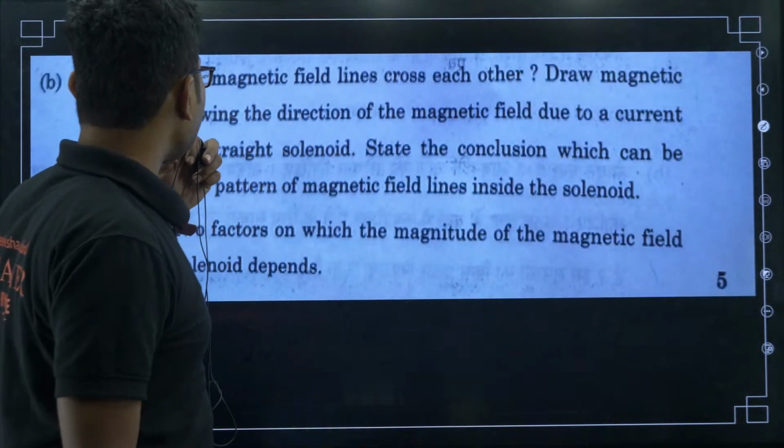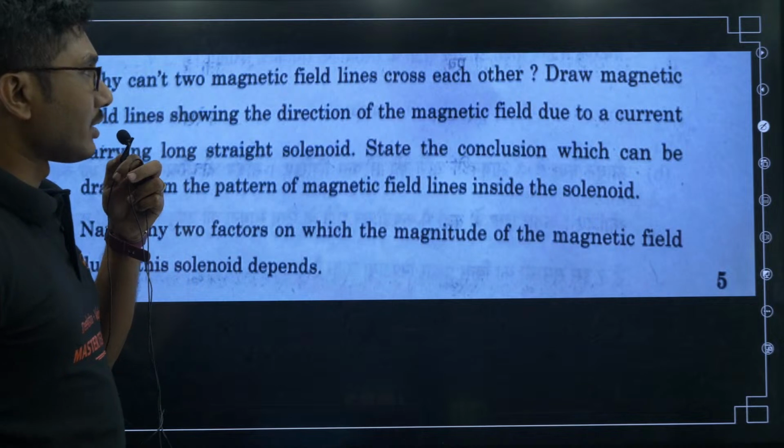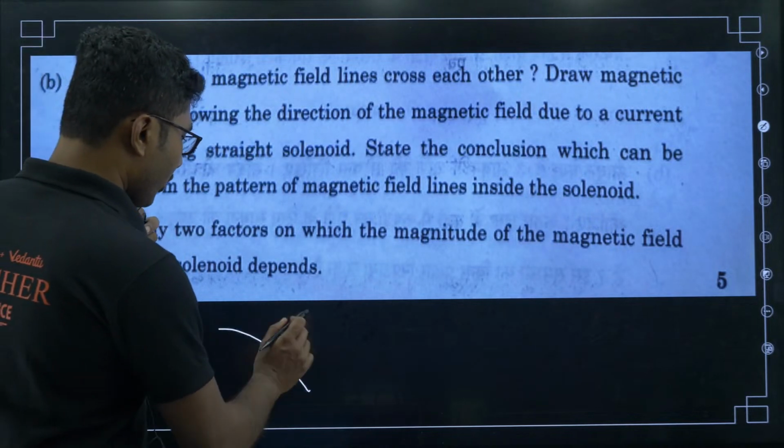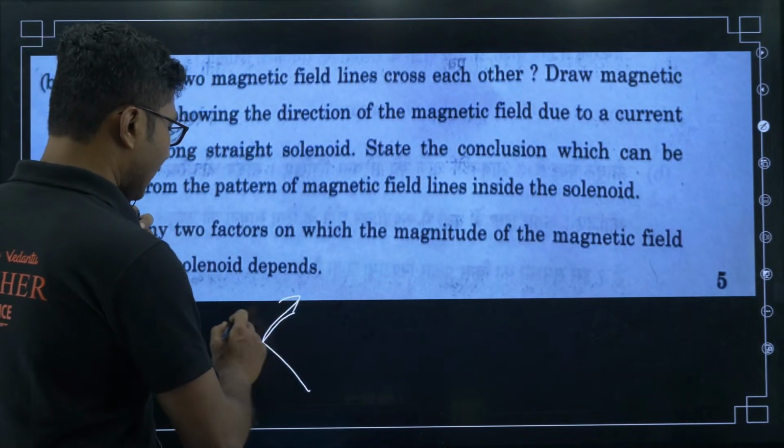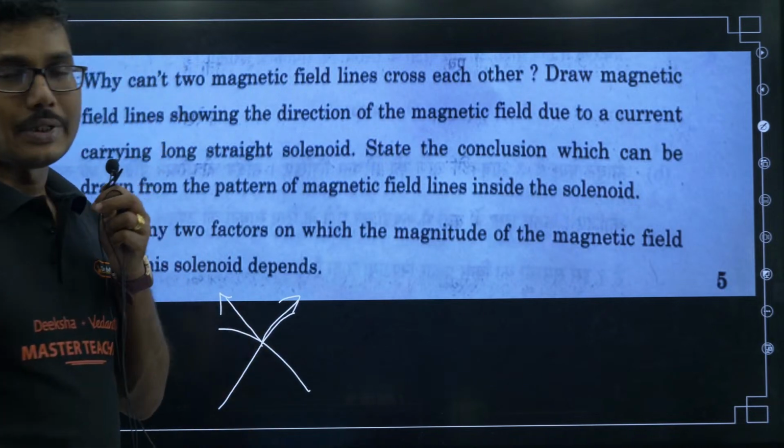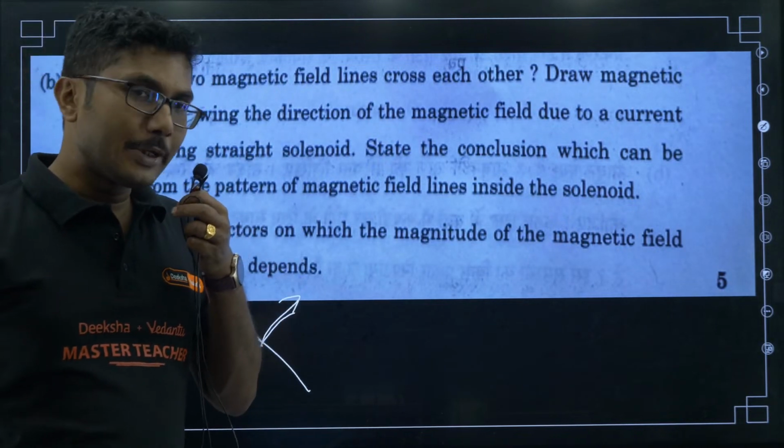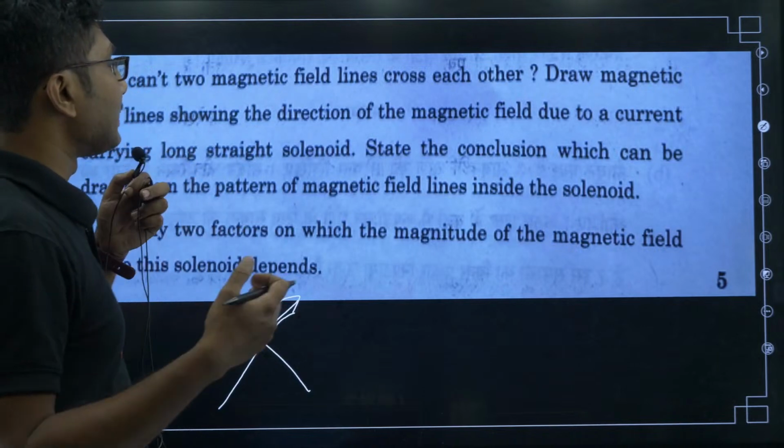Next, why can't 2 magnetic field lines cross each other? If they cross each other, at the point of intersection there will be 2 directions of magnetic field, which is not possible. The magnetic field will not be unique at that point. So magnetic field lines cannot cross.